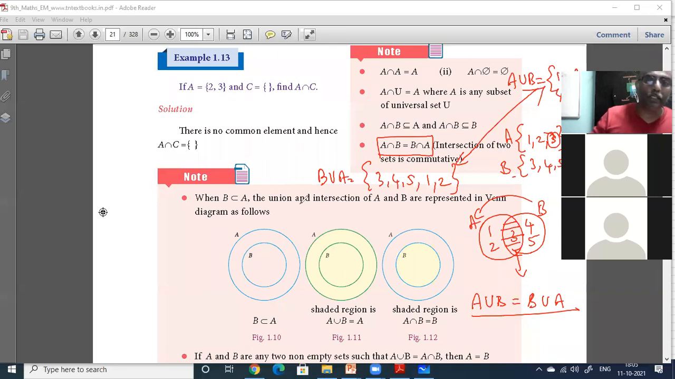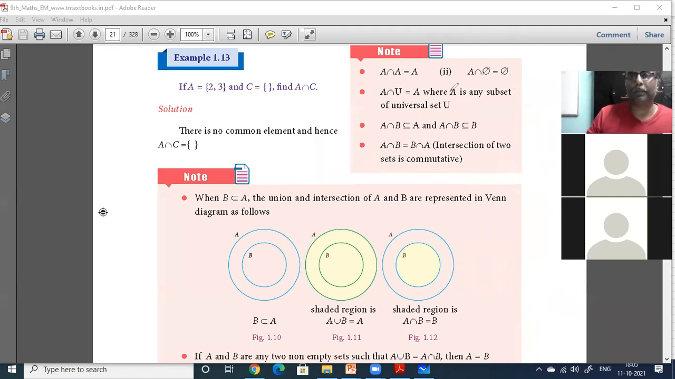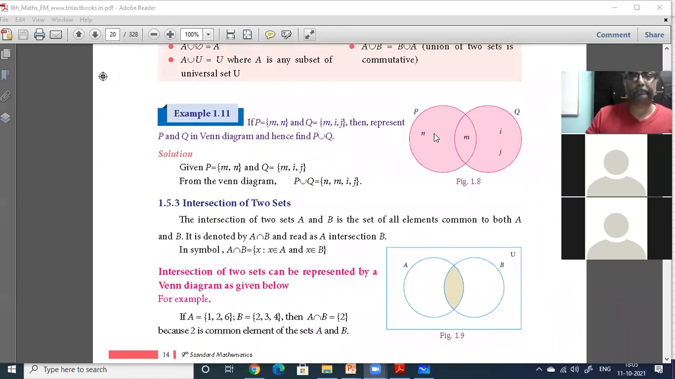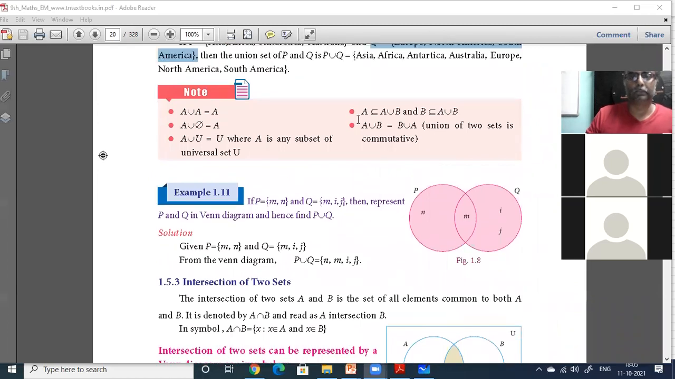So union of two sets is commutative. Intersection of two sets is also commutative. A intersection A is A, A union A is equal to A. Okay. That is the other part of that. Did we leave out anything in the properties of union? Let us see one more. Did we leave out anything in the union properties? A union A is the same set.